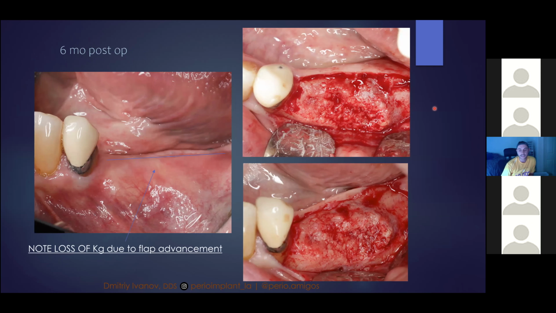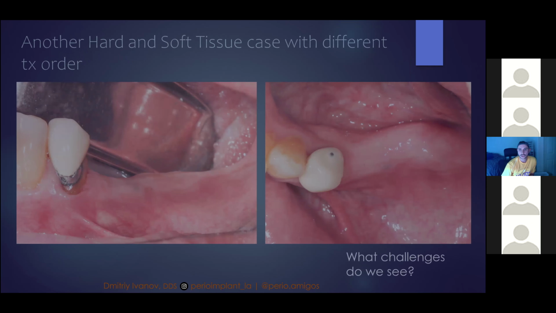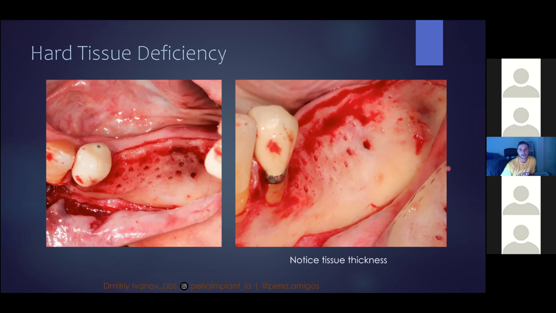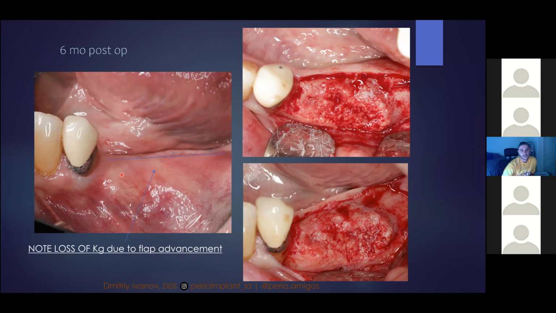But look at the keratinized gingiva where we ended up. If you remember where we started, let me show you the pre-op real quick. So we had a KG that was relatively okay here. I mean, not an ample amount, but it was decent. It was right up to this gingival margin. But look where we ended up at 6 months post-operatively. So remember, KG was here. The keratinized gingiva moved all the way up to the top. And that's a very frequent finding any time you're advancing the flap.